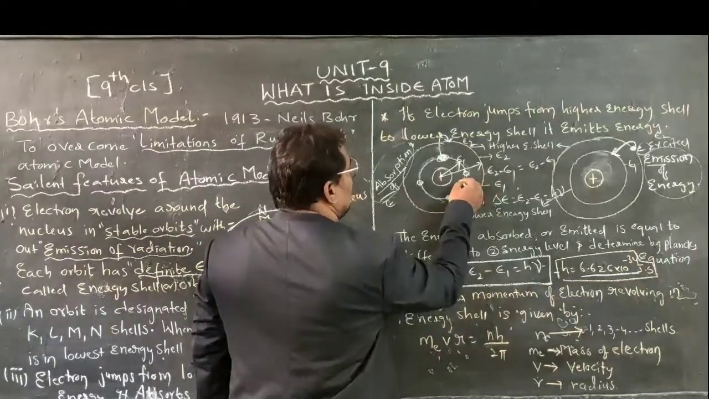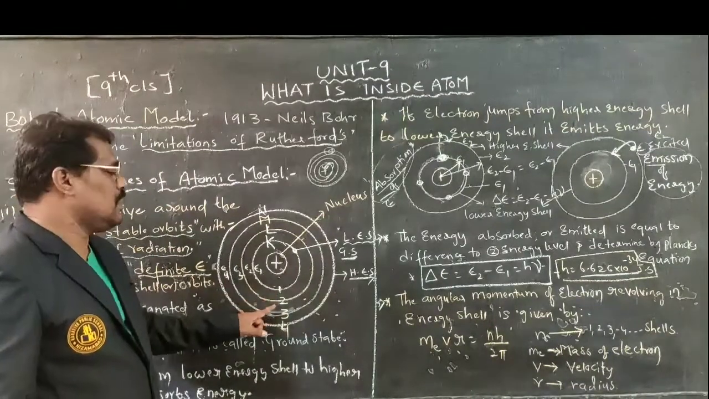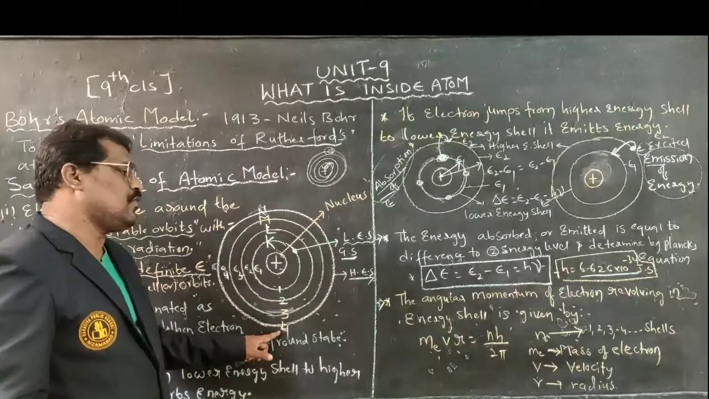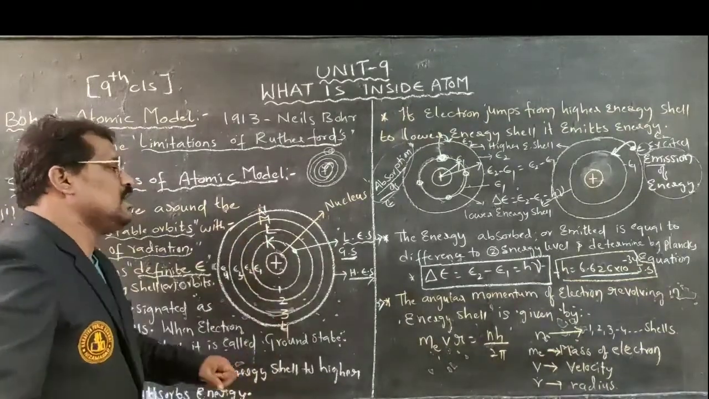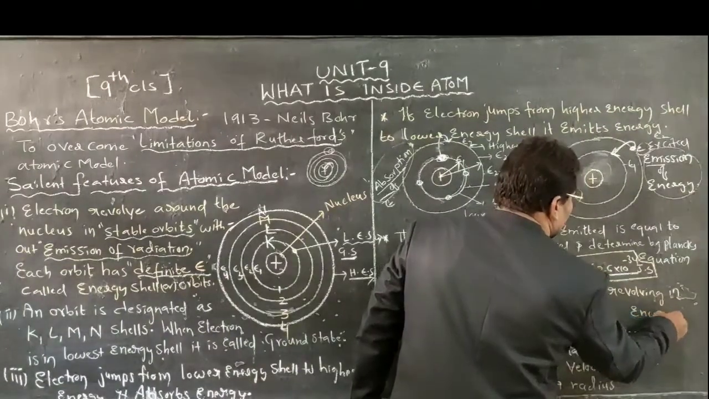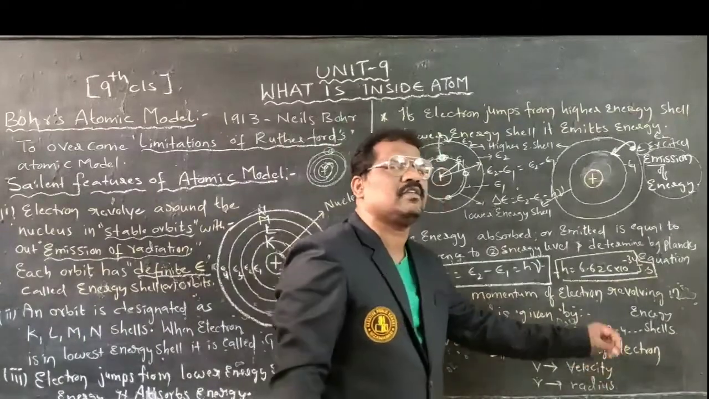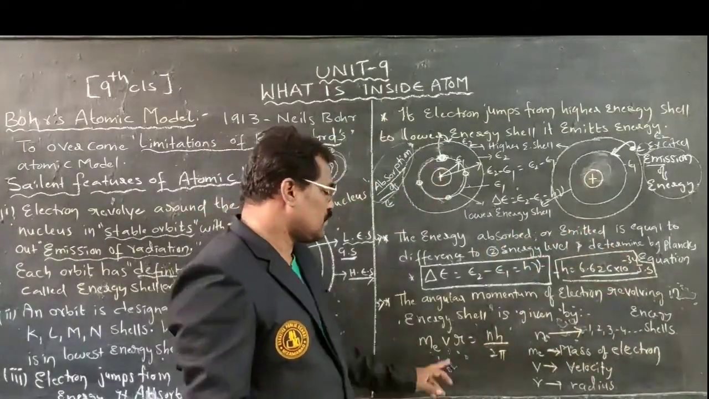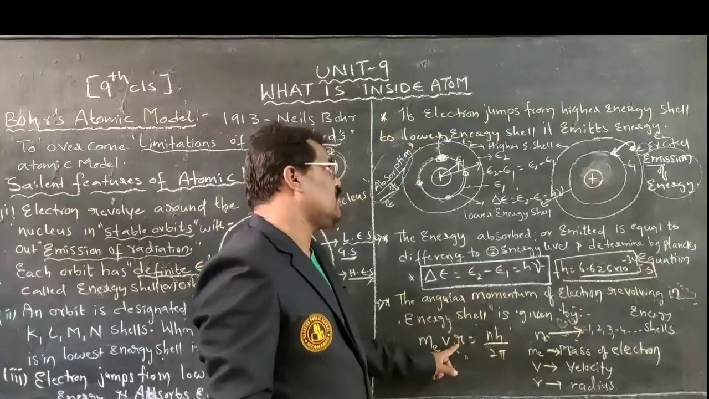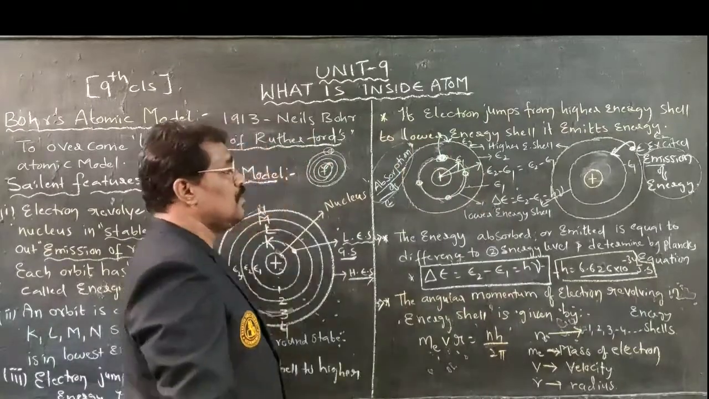n indicates the number of shells. n is equal to 1, first principal quantum number, first shell. n is equal to 2, second shell. n is equal to 3, third shell. n is equal to 4, fourth shell, and so on. n represents the corresponding energy shells. Where m of e represents the mass of the electron, which is negligible, v represents the velocity of the electron orbiting in the orbit, and r represents the radius of that particular orbit.